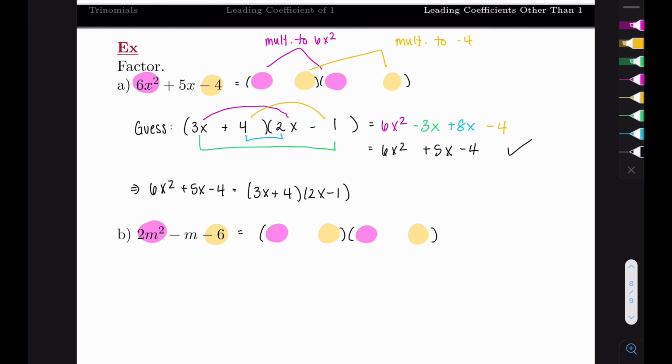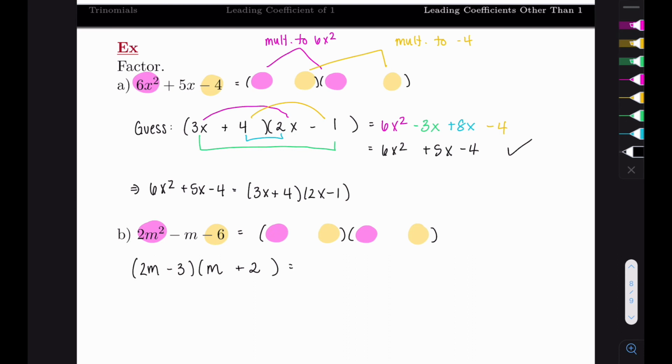Right? So the first one I'm going to try is putting a 2m and an m. Thankfully, that's the only way I can get to 2m squared. And for negative 6, let's try negative 3 and positive 2.